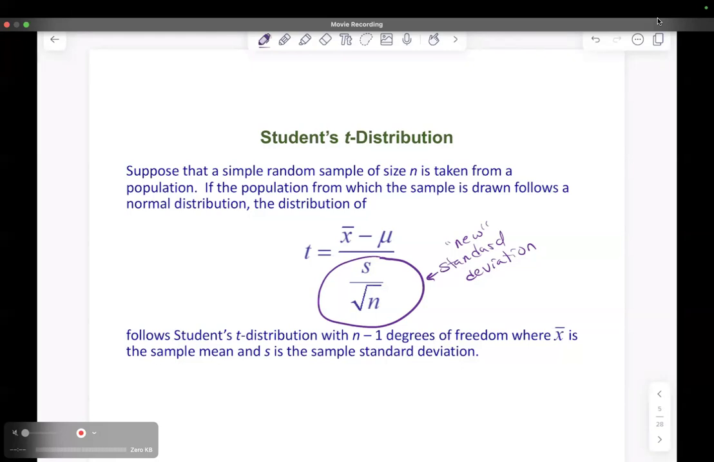Don't worry about degrees of freedom right now. We're going to talk about degrees of freedom in a minute. The t-distribution follows n-1 degrees of freedom. Don't worry about that right now. We'll talk about that in a minute. The reason we're using t-values is because our standard deviation, we're using S, we don't know the population standard deviation. Since all we have is a sample standard deviation, we are using t-values.